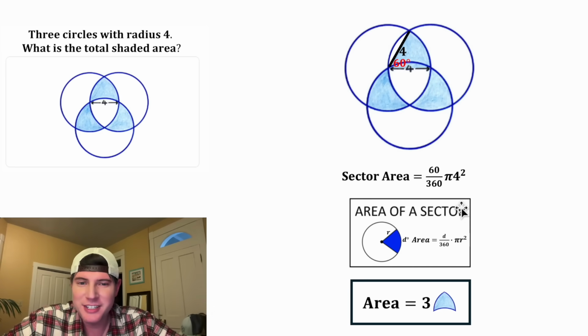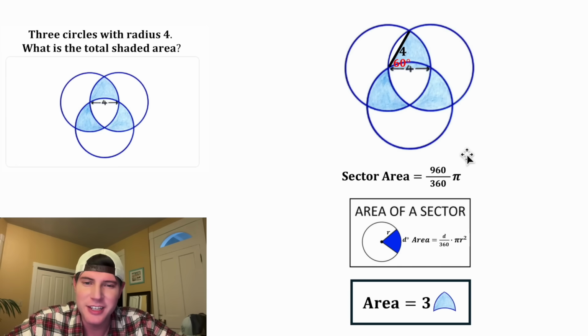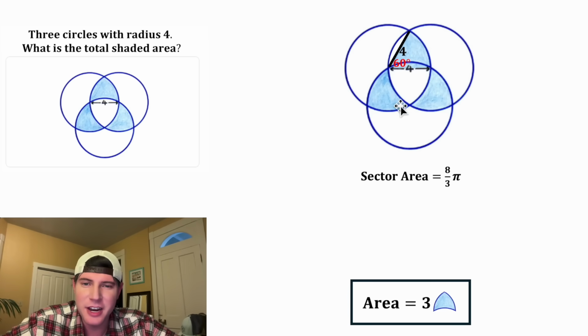4 squared is equal to 16, and then we can rearrange things like this. 60 times 16 is equal to 960, and then we can simplify this fraction. We can divide top and bottom by 10 to get rid of the zeros, and then 96 and 36 are both divisible by 12, so this will become 8/3 pi. And that is the area of this sector. And the area of a sector is the same thing as the area of one of these regions. So we can say the area of one of these regions is equal to 8/3 pi.